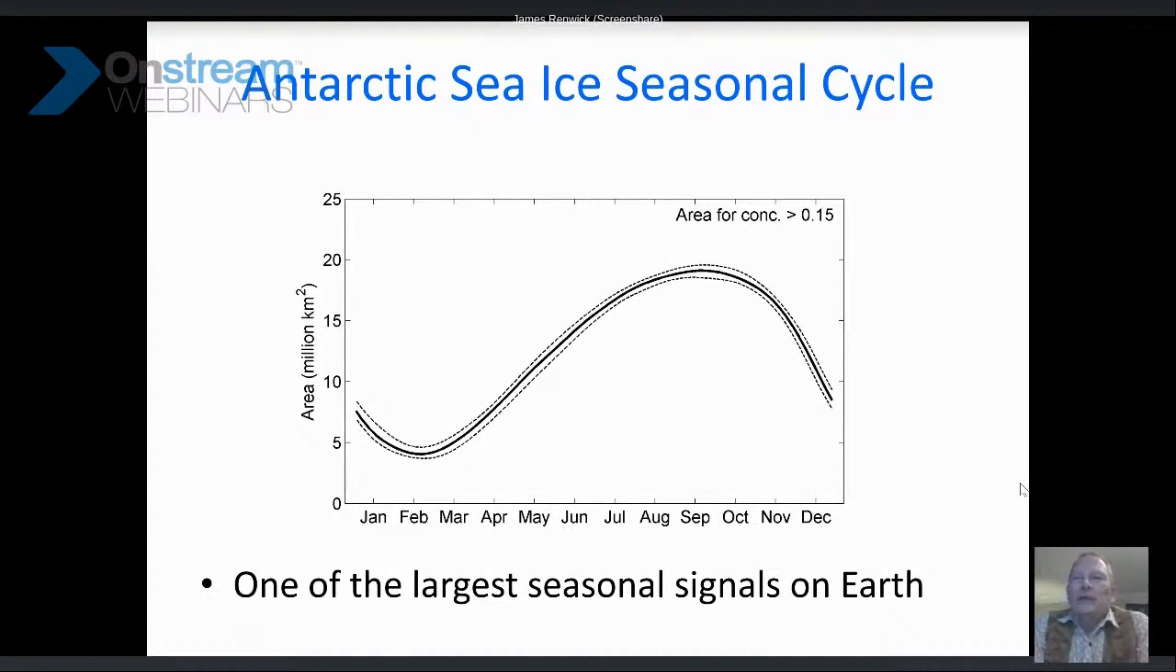What's done for calculating the areal extent is you just add up all of the boxes with concentration greater than 15%, or 0.15, and this is what you get. So you've got that minimum of 4 point something million square kilometres in early February, and the maximum of 18 or 19 point something million square kilometres about now, in the first half of September. And the dashed lines on this plot show the variability around that average, and the lines are pretty tightly packed, so the variability from one year to the next is very, very small.